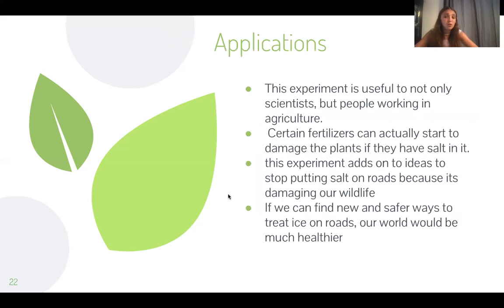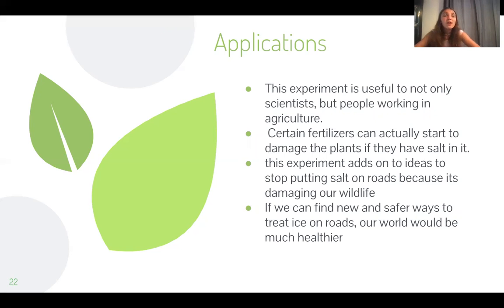This experiment is not only useful to scientists, but it's also useful to people working in agriculture. Certain fertilizers can actually start to damage the plant if they have types of salt in them. This experiment adds on to ideas to stop putting salt on roads because it's damaging our wildlife. It's not only damaging our wildlife, it could be poisoning us, because if there's a snowstorm and you put the salt on the roads and the road salt runs off into these plants, we could be digesting these plants and taking in harsh chemicals if this isn't treated. If we find new and safer ways to treat ice on the roads, our world will be so much healthier.